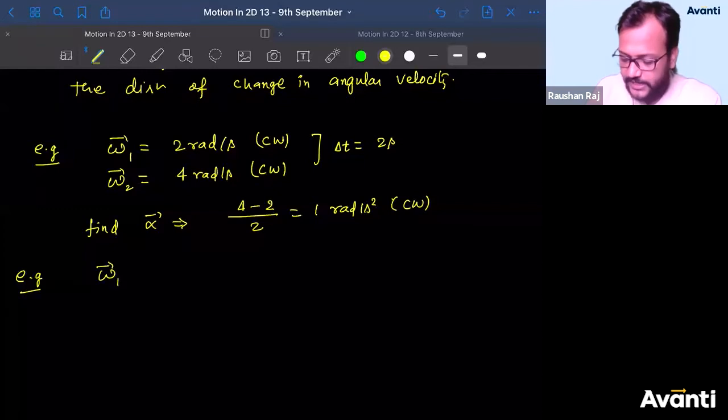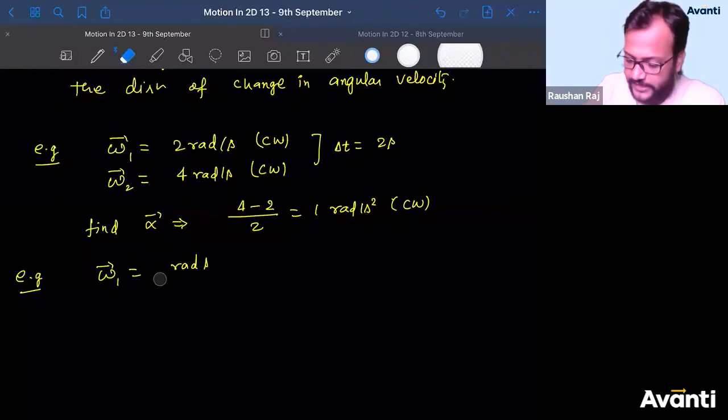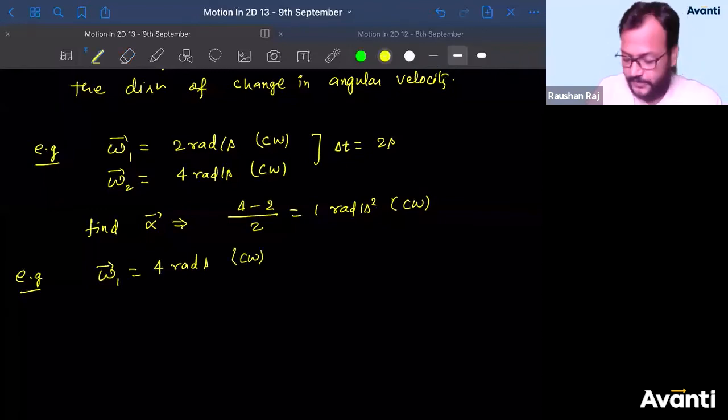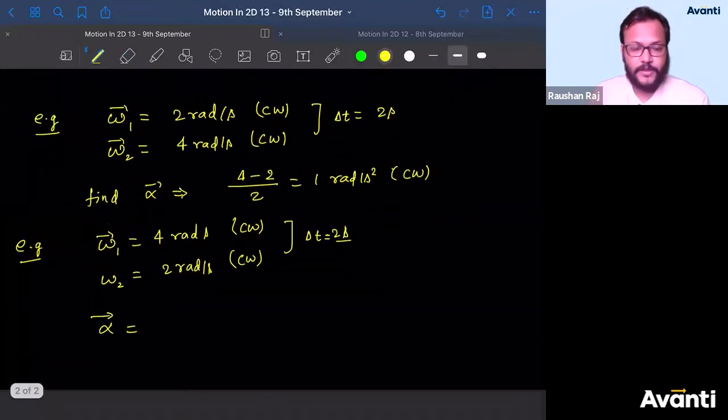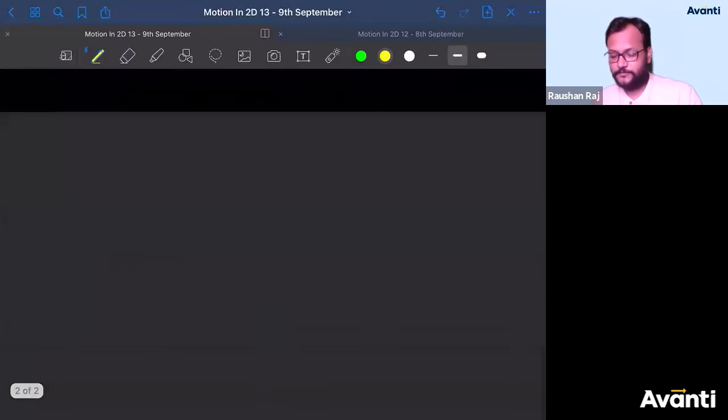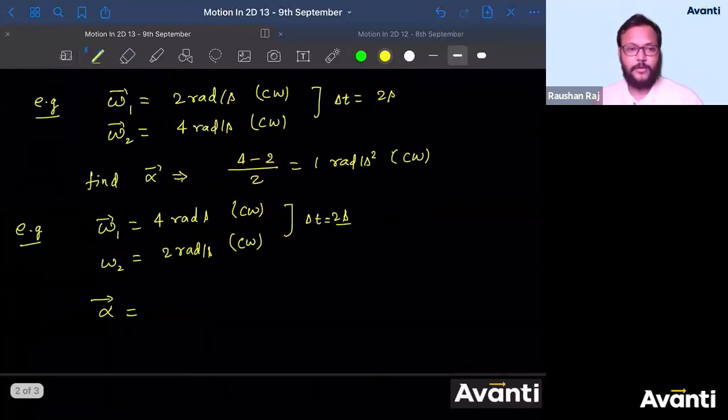If initial angular velocity is, let's say, 4 radian per second, ठीक है, उल्टा करता हूं, in clockwise direction only. And let's say omega 2 is equal to 2 radian per second, again clockwise direction. कितने time में? In time 2 seconds we have observed this. Tell me what is the alpha value. बोलो बच्चा लोग, what will be the alpha value?